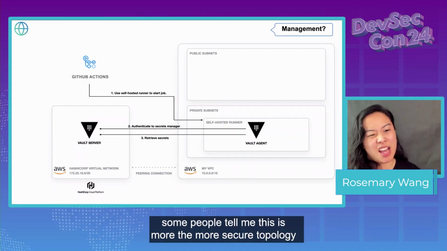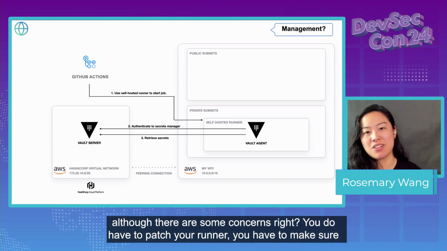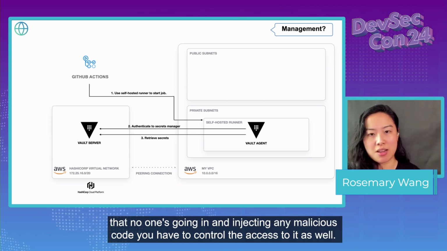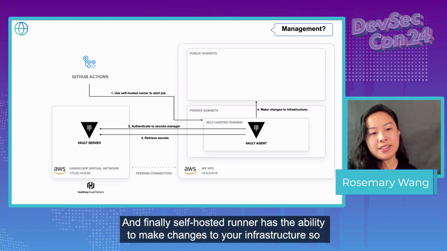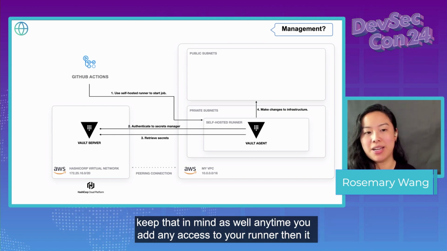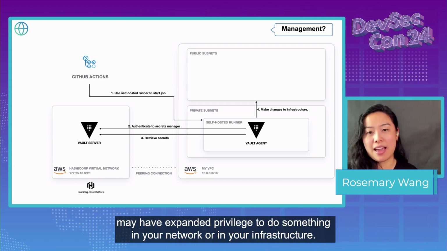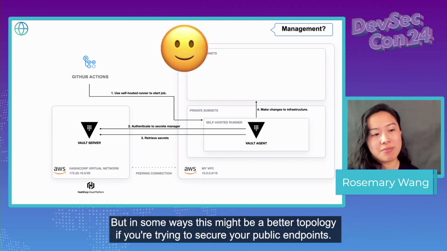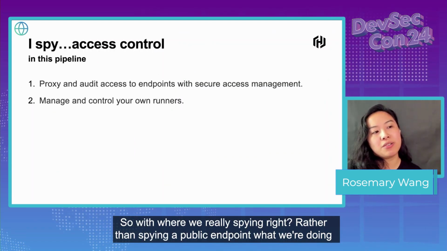In some ways, some people tell me this is the more secure topology, although there are some concerns, right? You do have to patch your runner. You have to make sure that no one's going in and injecting any malicious code. You have to control the access to it as well. And finally, self-hosted runner has the ability to make changes to your infrastructure. So keep that in mind as well. Anytime you add any access to your runner, then it may have expanded privilege to do something in your network or in your infrastructure. But in some ways, this might be a better topology if you're trying to secure your public endpoints.